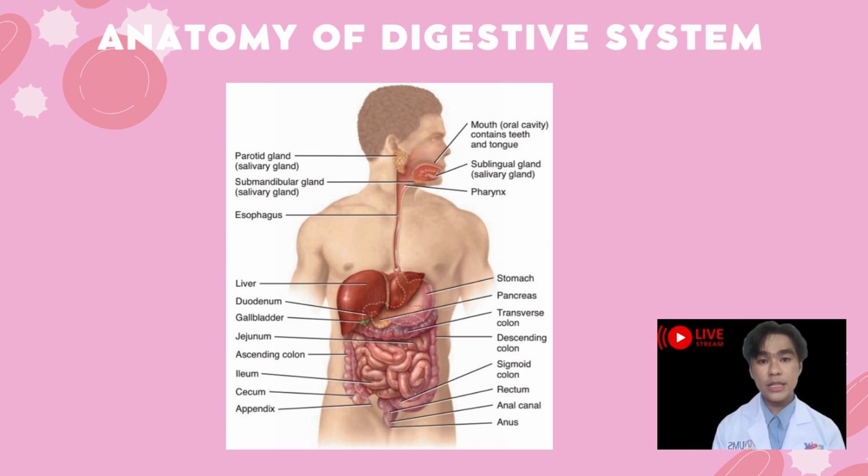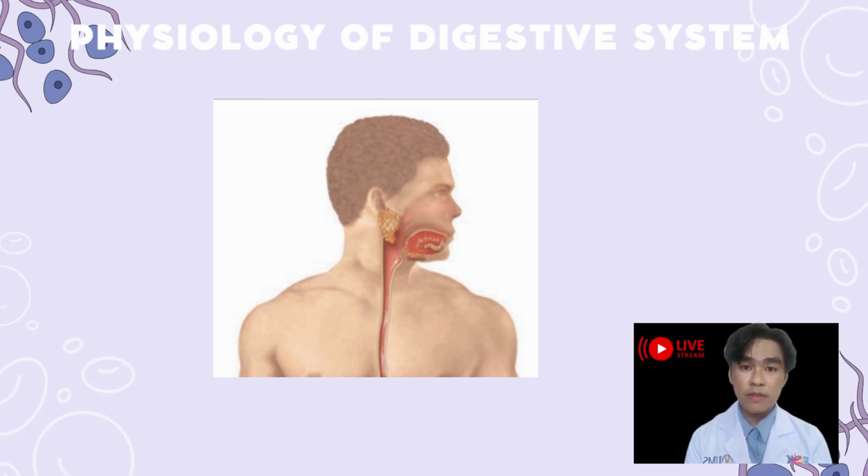Next, the accessory digestive system, including the teeth, tongue, salivary glands, liver, gallbladder, and pancreas. On to the physiology of the digestive system. So, overall the physiology of the digestive system is for us to absorb nutrients from the food that we take. But what about the specific physiology of certain organs included in the digestive system?